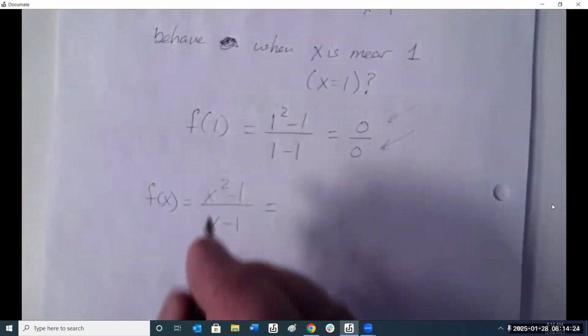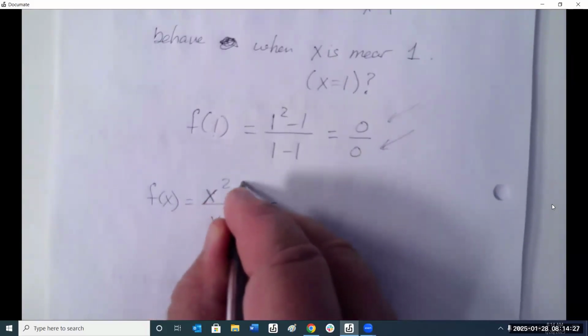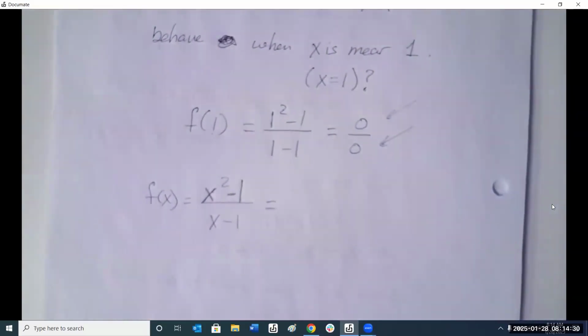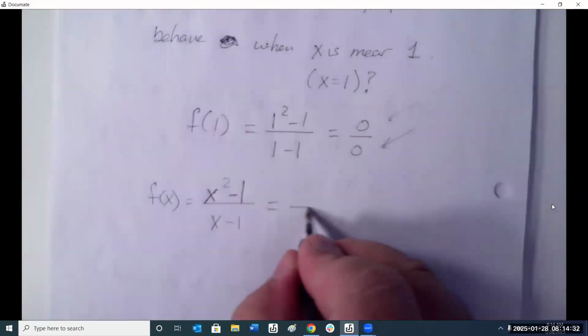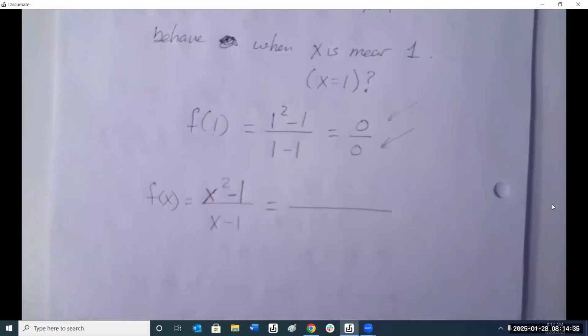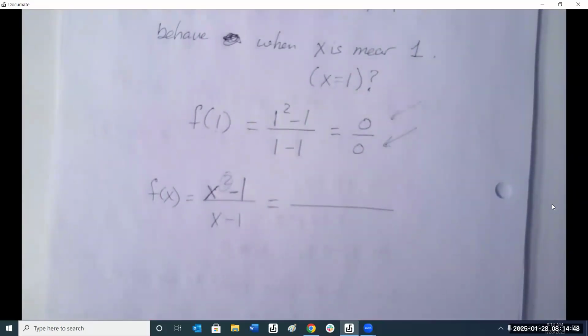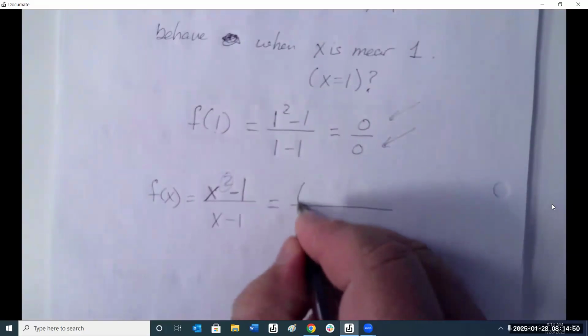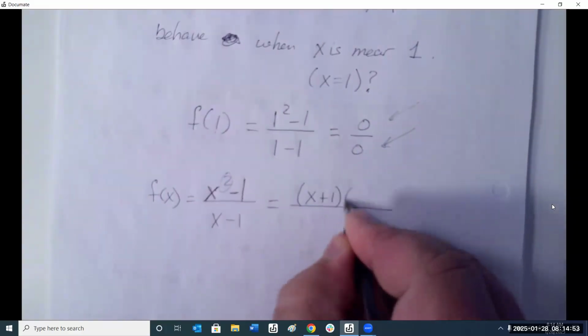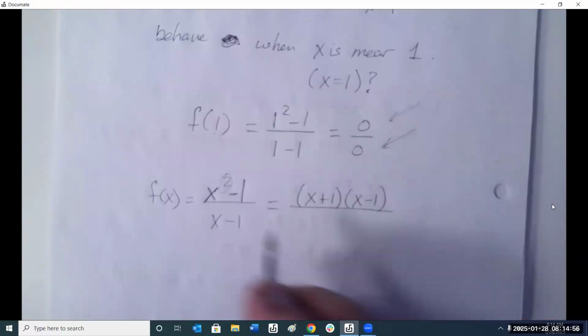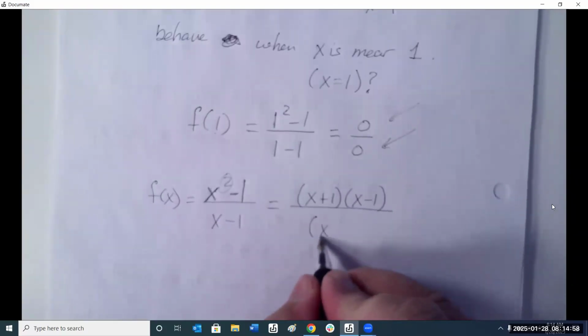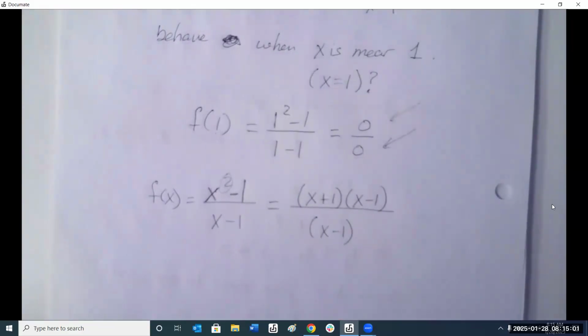What can you do with this equation? Factor it. If we factor it, what do we get on top? That's it, x plus 1. It's a quadratic equation, so there are 2 solutions. It's the difference of 2 squares, x plus 1 and x minus 1. That's the factorization of the top. And the bottom is already factored, x minus 1.